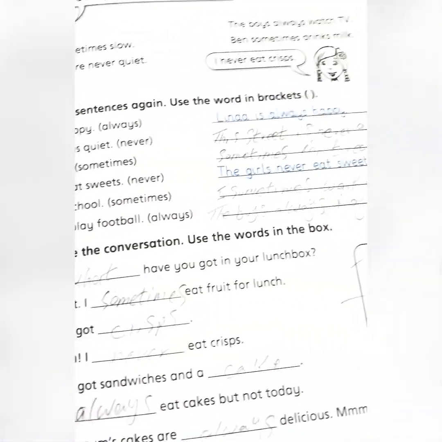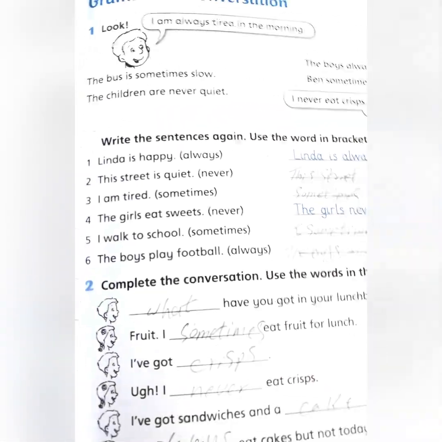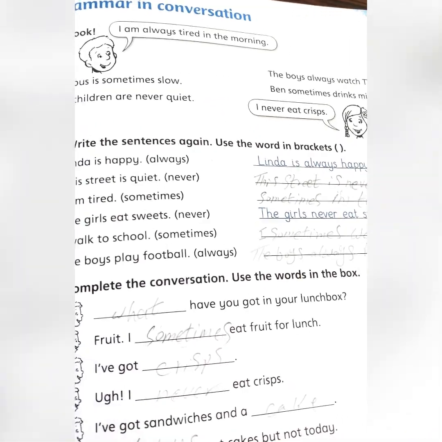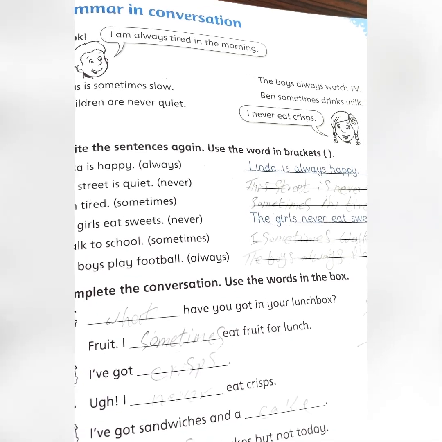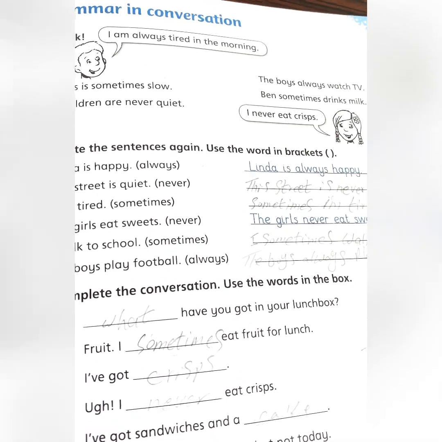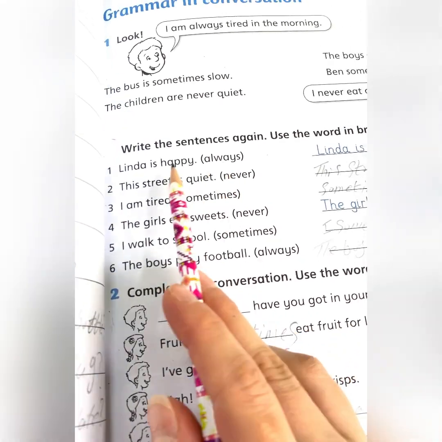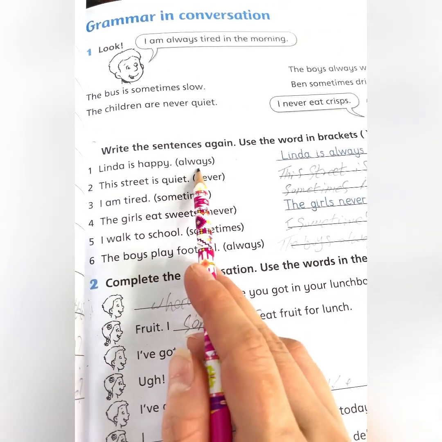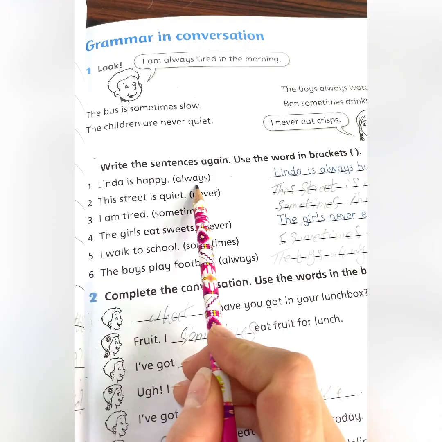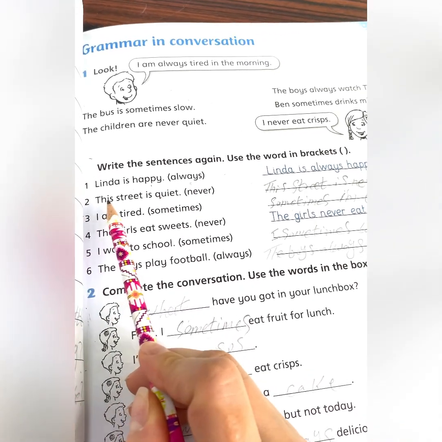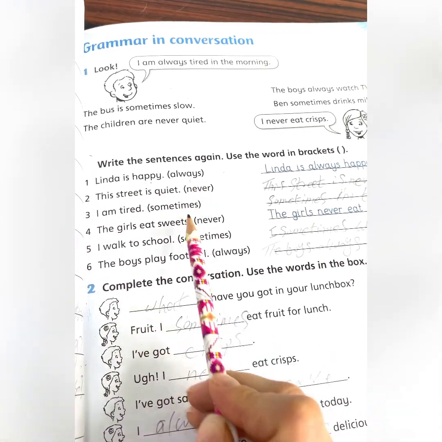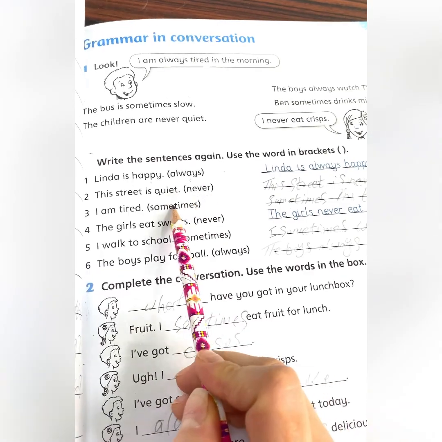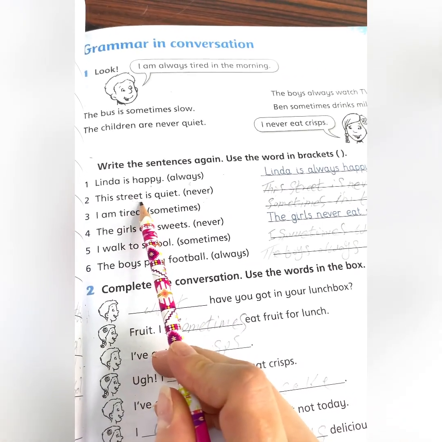Also here we have grammar in conversation. We have to write the sentence again, but this time we have to use the words in the brackets. We have those brackets here. We have to write the sentence again by using those words. We say, Linda is always happy. We have used always, never, and sometimes, so we have to use them inside the sentence.